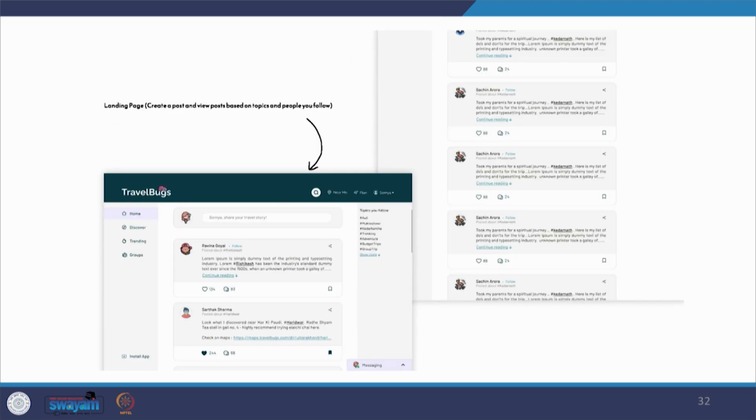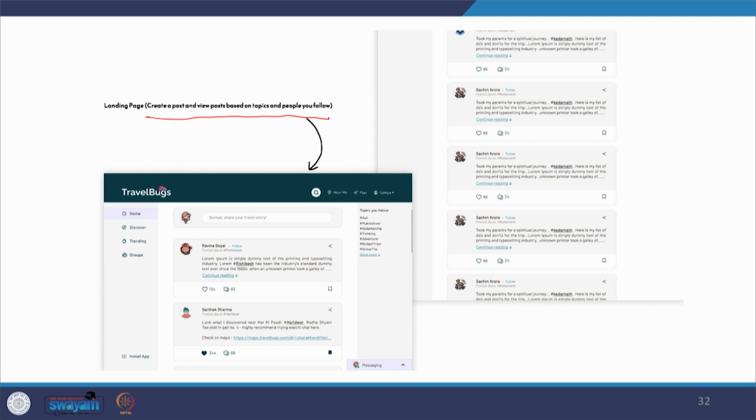So how to organize the chats. Now the landing page, where you create a post and view posts based on topic and people you follow. So there's also a facility for someone to follow a traveler. There are people who have made their entire career out of traveling. So maybe somebody like that, we look up to that person, that this person goes to very interesting places which have not been explored, so maybe we want to follow this person. So it also allows us to follow this person.